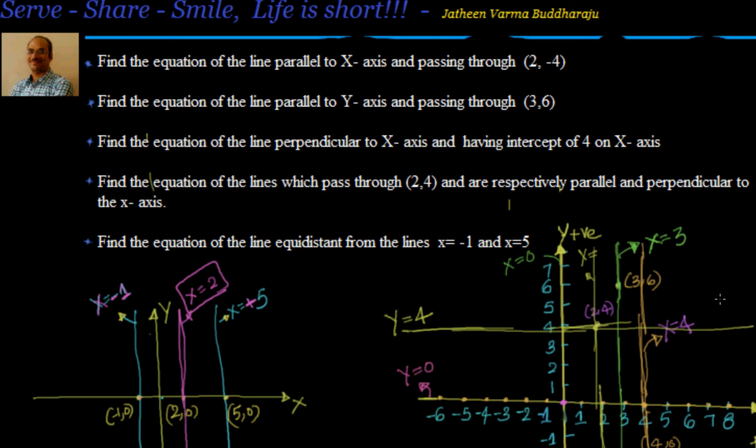So see you in the next session, where we will look into examples related to various types of equations of straight lines, like point slope form, two-point form, two-intercept form, and so on.